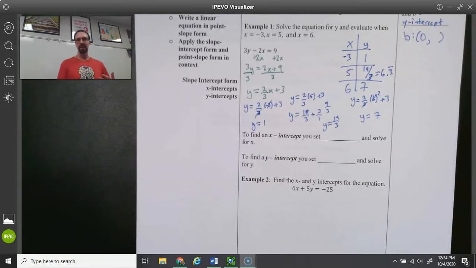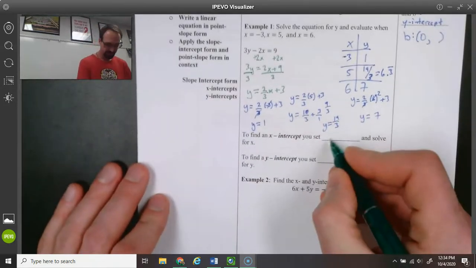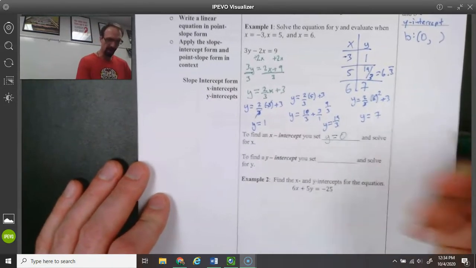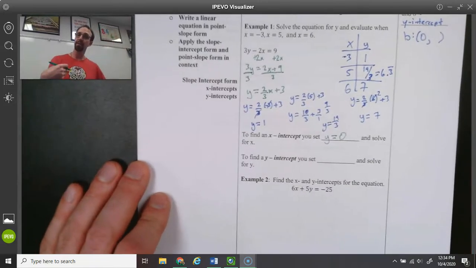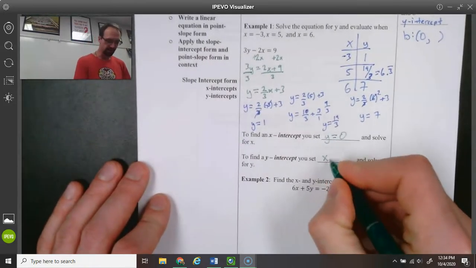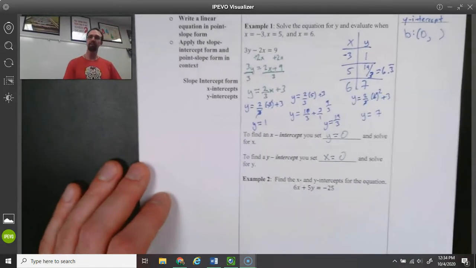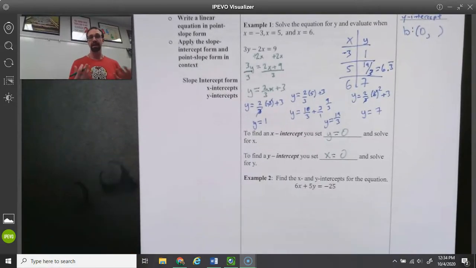To find an x-intercept, what we do is we set y equal to 0 and then solve for x. Similarly, if you want to find a y-intercept, you set x equal to 0 and then solve for y. So for solving for x or y-intercepts, essentially you're plugging in 0 for that other variable, and then you can solve it to find it.